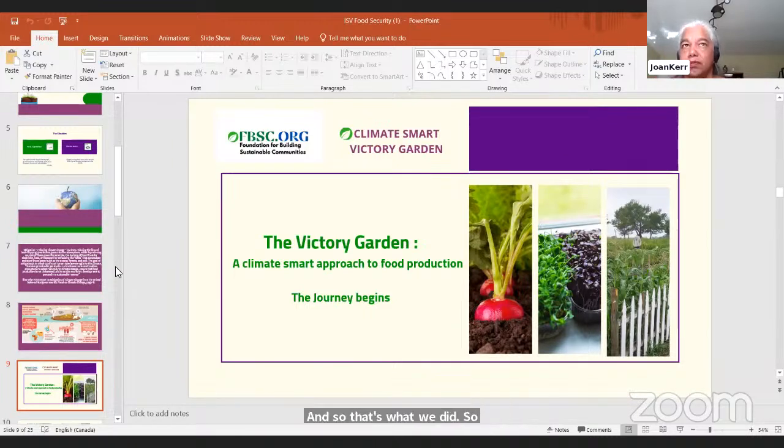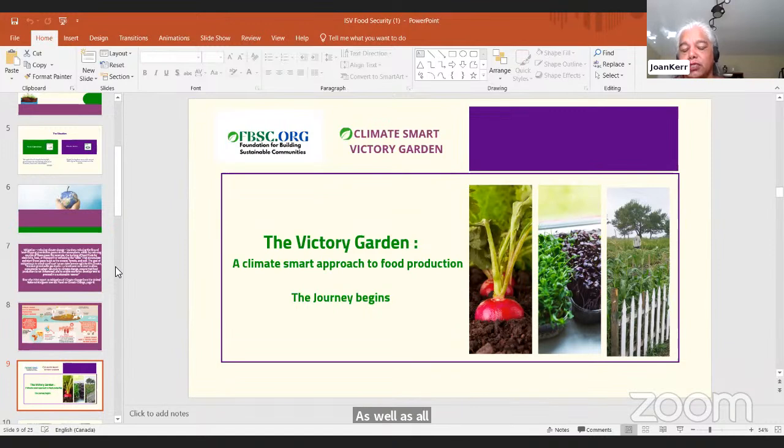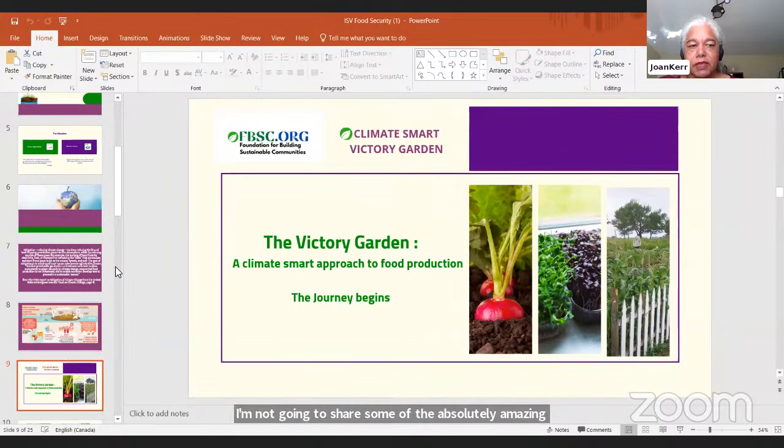Over the period of time, we gave away about 66,000 pounds of food to the food bank, as well as any volunteer or any events. The food was available to cook. And we only have 15 minutes, so I'm not going to share some of the absolutely amazing stories that we had, but people were just astounded that you could create something with so little. Of course, we had to address the water and the electricity, and I'll come to that in a second.